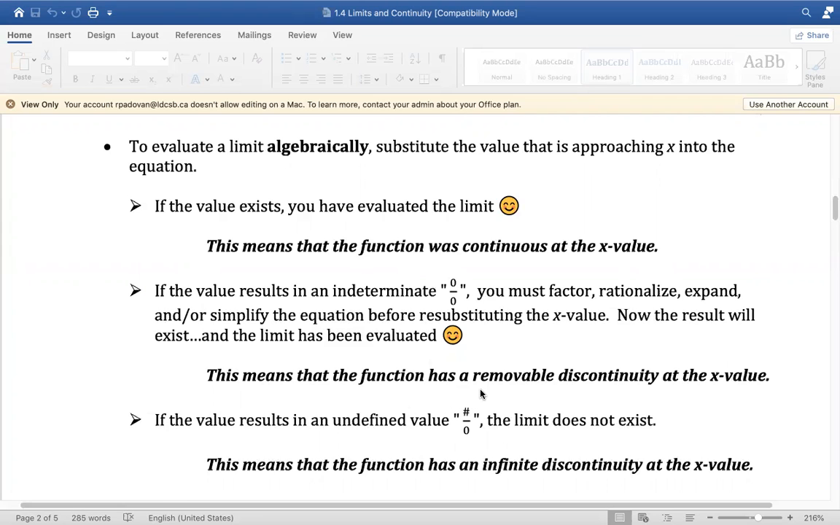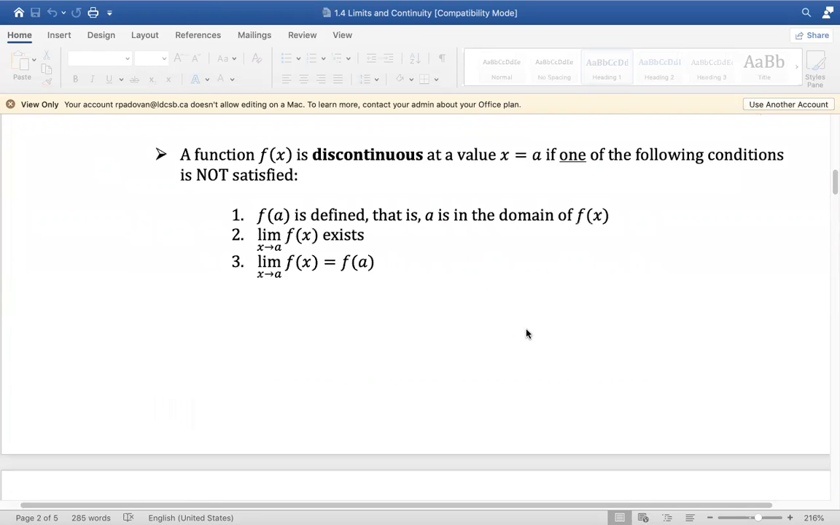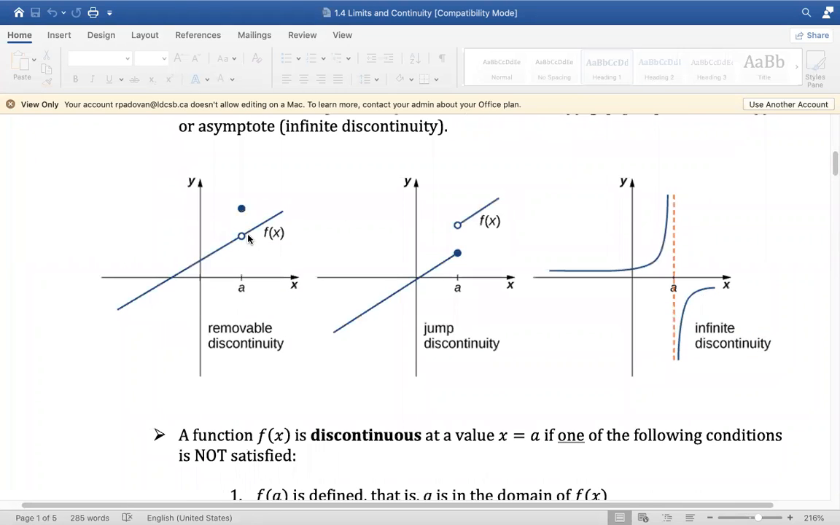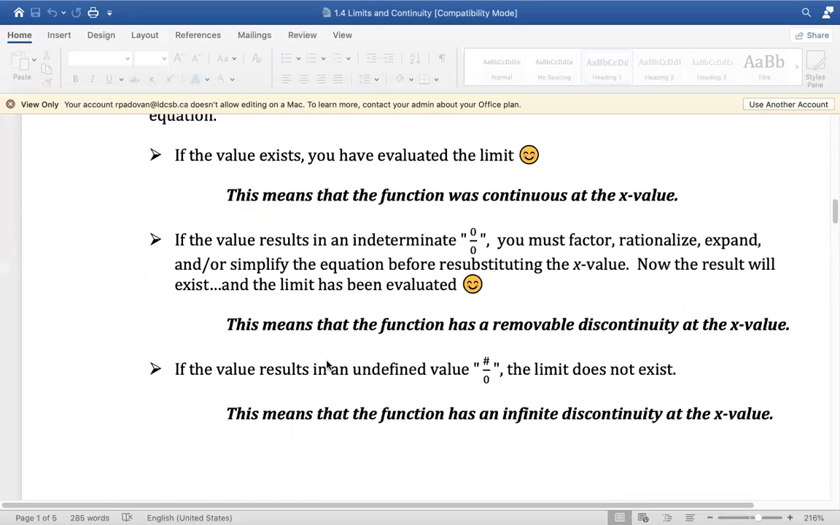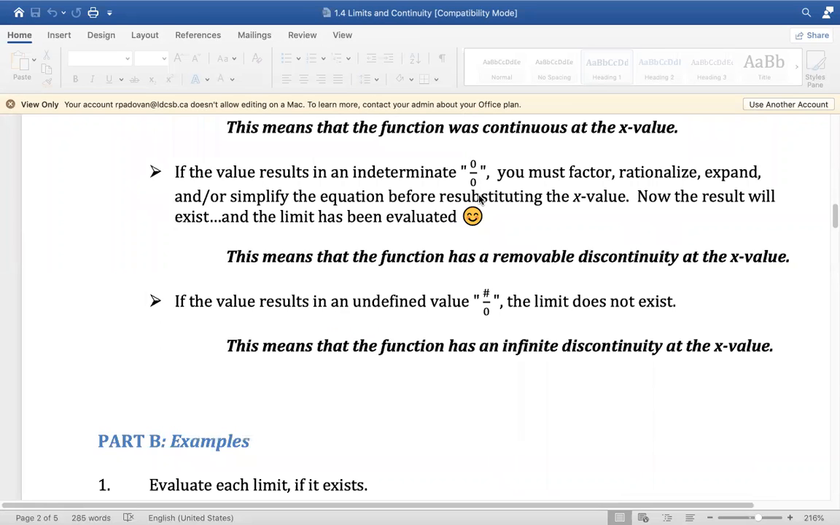And this means that the function would look like removable discontinuity at that x value. So again, removable discontinuity would look like this. I do have a function that's existing, but at that x value, I have a discontinuity, which is what it's alerting us to if I receive a 0 divided by 0. And we should know how to do everything here except for the rationalizing, and I'll explain how to rationalize when we get to that example.